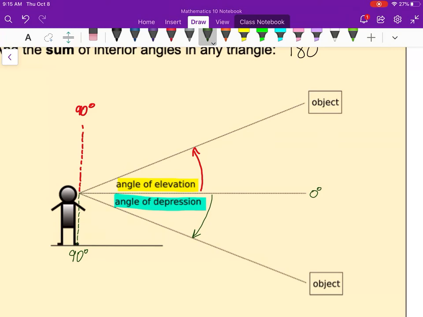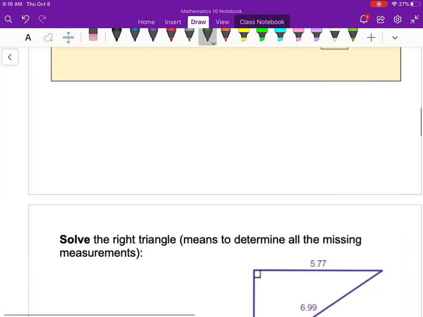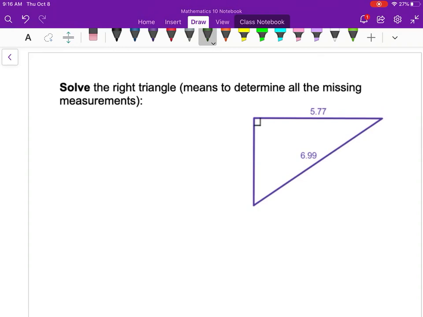So with that said, I don't need lots of examples. First, let's solve this right triangle, which means let's find all the missing measurements. There are two angles we don't know, there's an angle there and an angle there. There's also one side we don't know. I'll call the first one A, I'll call this B, I'll call this C. So solving a triangle means to find everything we don't know. In this case, there are 3 things we don't know. A and B are angles, C is a side.